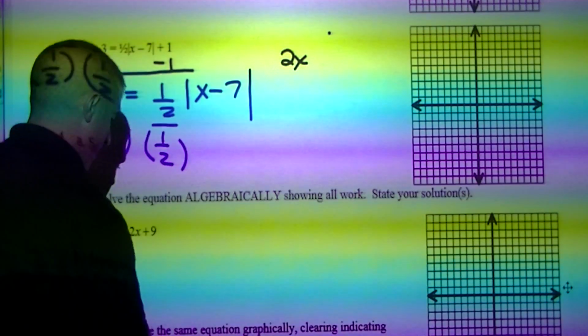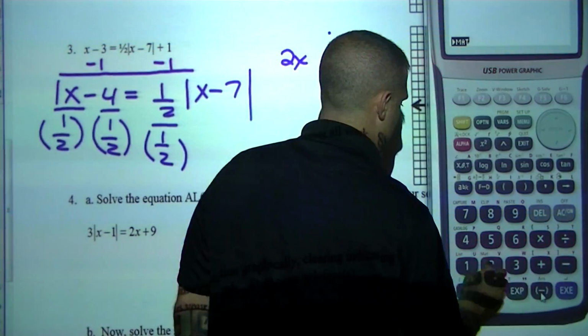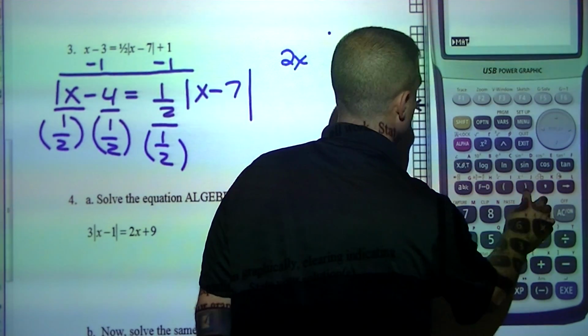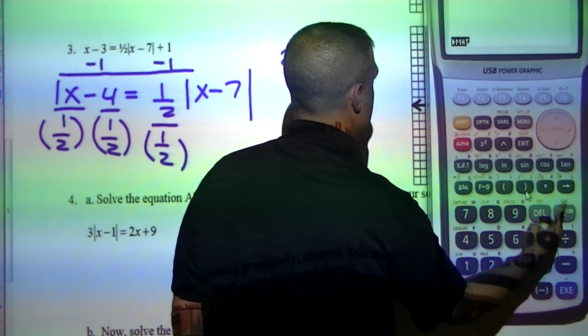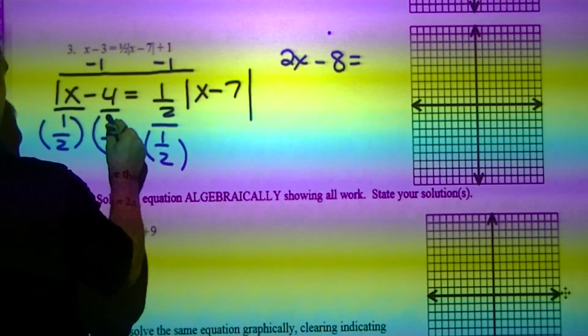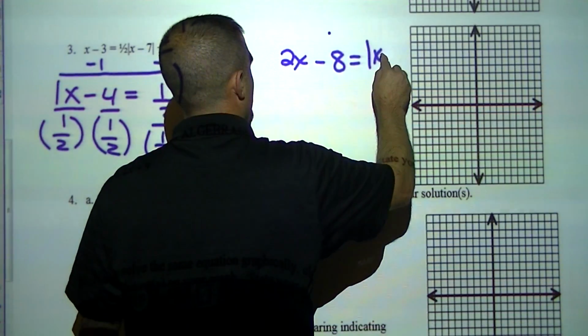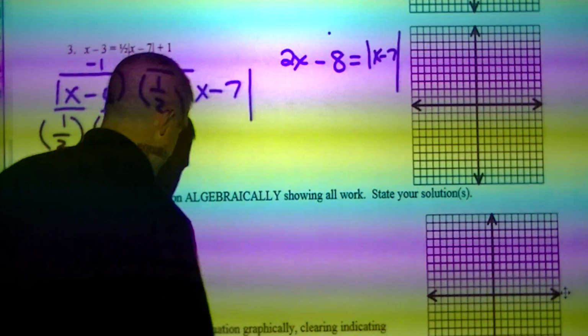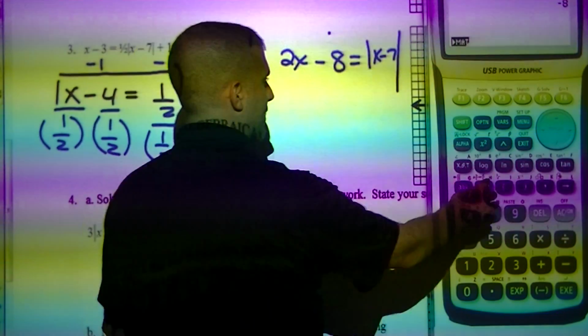All right. Then I'm going to get -4 divided by 1/2. Okay, that's how you would put that in. It is also -8. Okay, and I got that set equal to the absolute value of x minus 7. So when I go into my calculator to graph, that's what I'm going to graph.